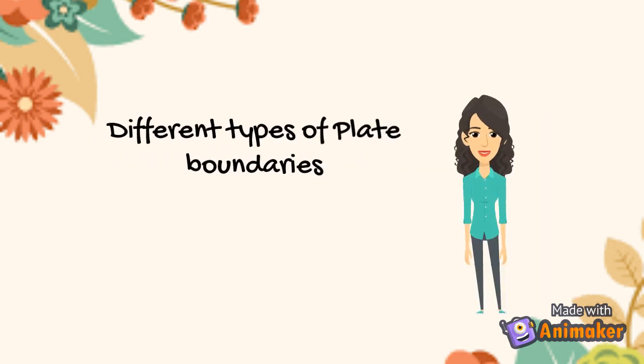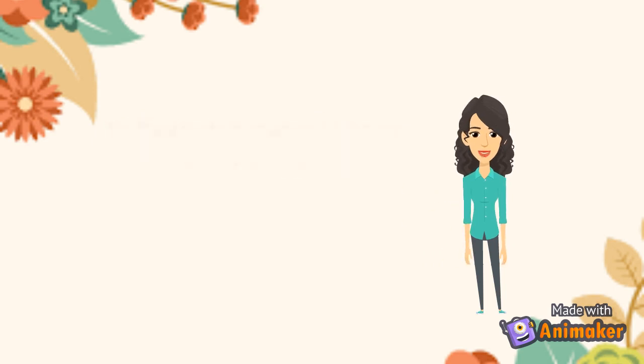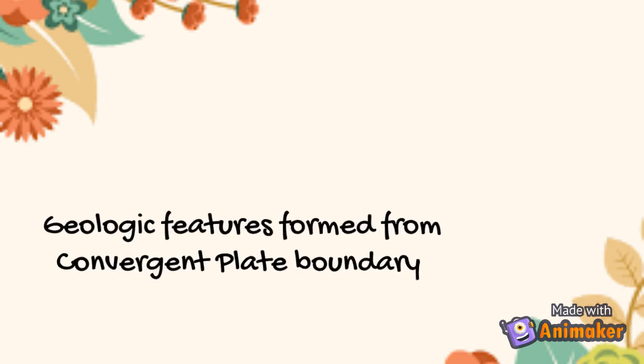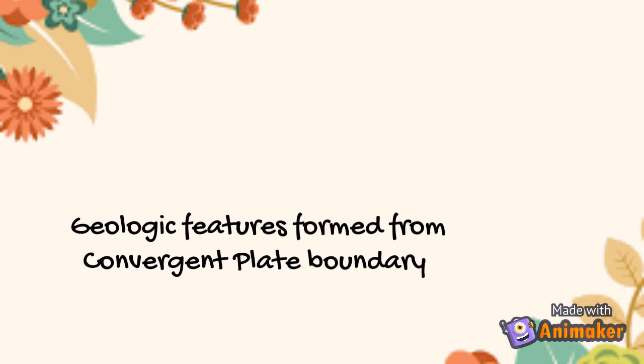In our previous lesson, you have learned about the different types of plate boundaries, one of which is the convergent plate boundary. So, how do plates move in this type of boundary? That's right. The two plates move toward each other. Now, let us explore the different geologic features formed from convergent plate boundary.